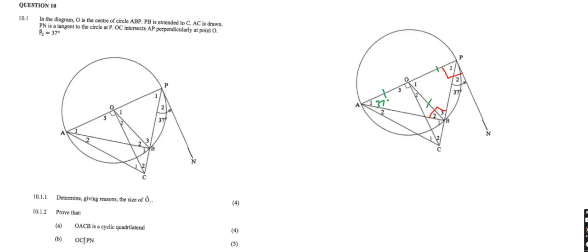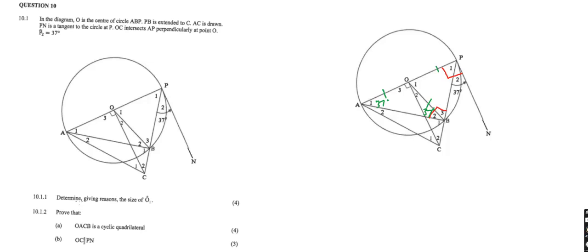Note that we have equal sides, which we said are OA and OB. So it means even B2 is going to be 37 degrees, because those are angles opposite equal sides. So there's going to be 37 degrees here. Can I just make that clear or visible enough? 37 degrees there. So let's see where this takes us.